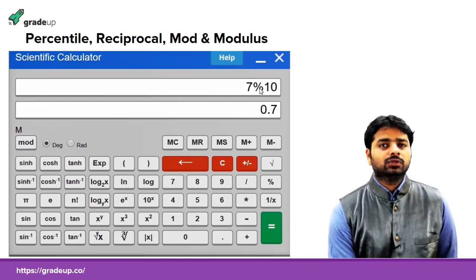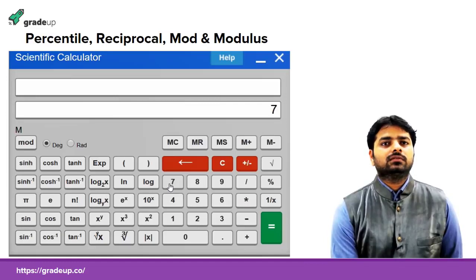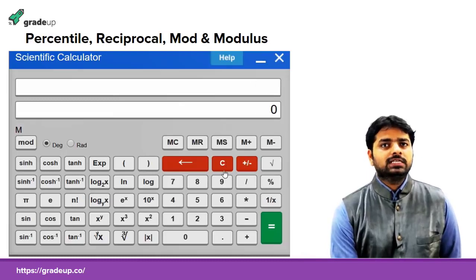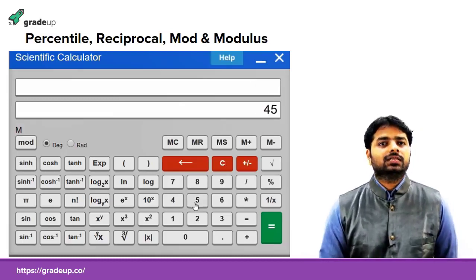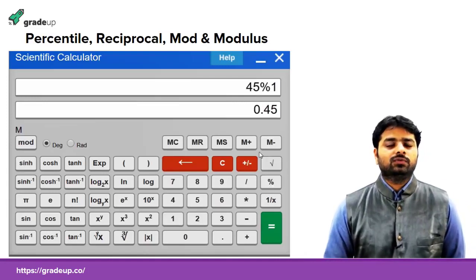Next I am going to calculate 7 percentile 2. So 7 into 2 by 100, which is nothing but 0.14. Similarly, you can use any percentile. Whatever I do, 45 percentile you can use with 1. So 45 into 1 by 100, which is 0.45.